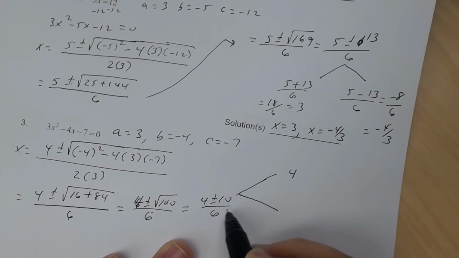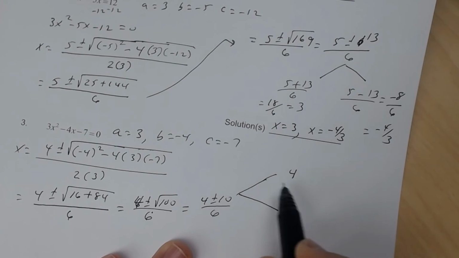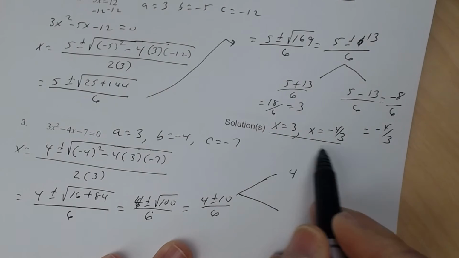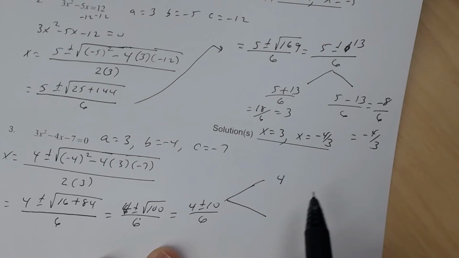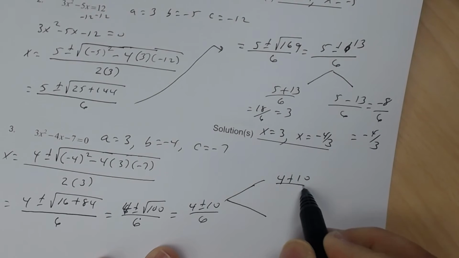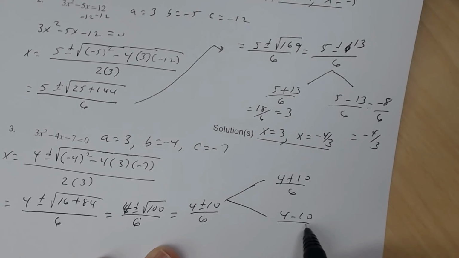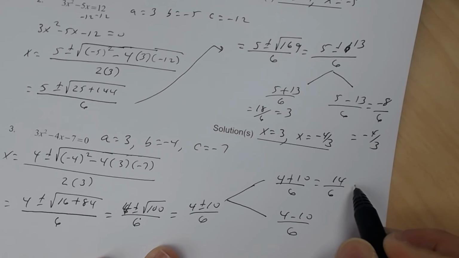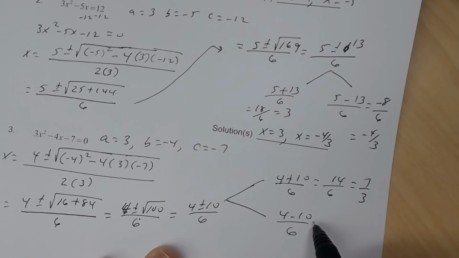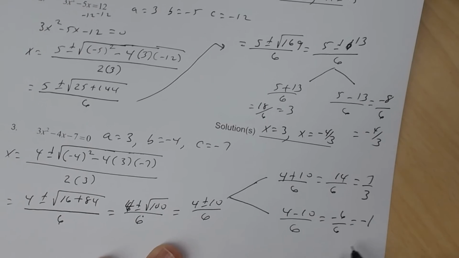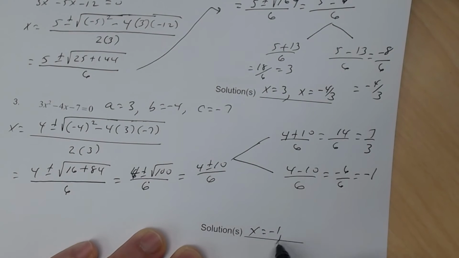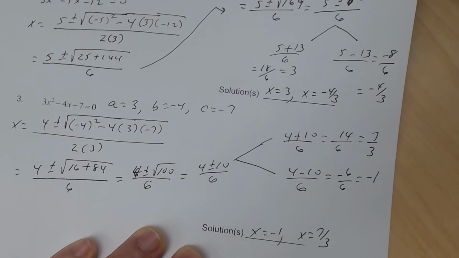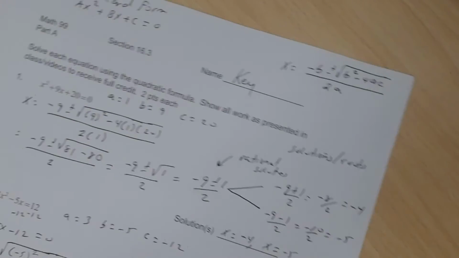So this becomes 4. Once you realize that these are rational solutions, then you split it apart, because I want to know exactly what they are. What are those solutions? So 4 plus 10 divided by 6, and then 4 minus 10 divided by 6. So 4 plus 10 is 14 divided by 6, reduced. They're both divisible by 2, so it would be 7/3. Over here, that's a negative 6 divided by 6, which reduces to negative 1. So your solutions are x equals negative 1 and x equals 7/3. All right, that's number 3.